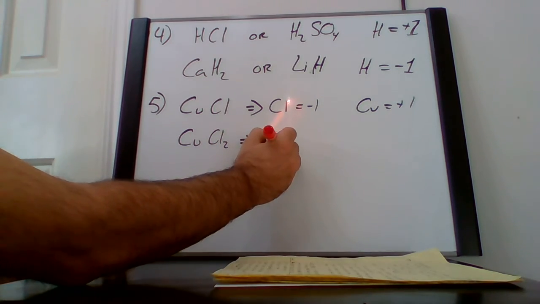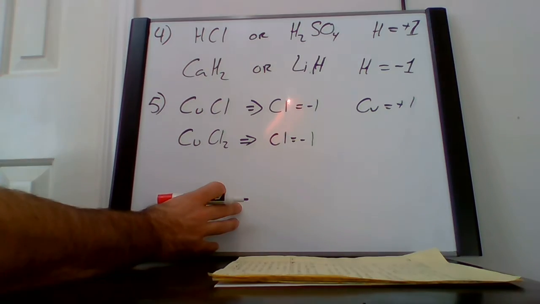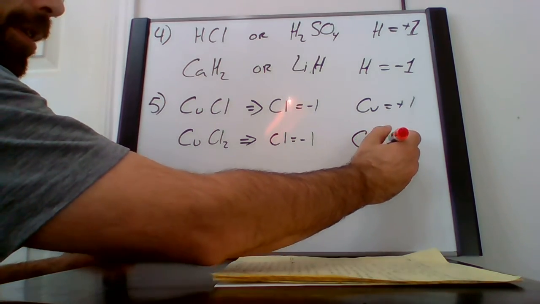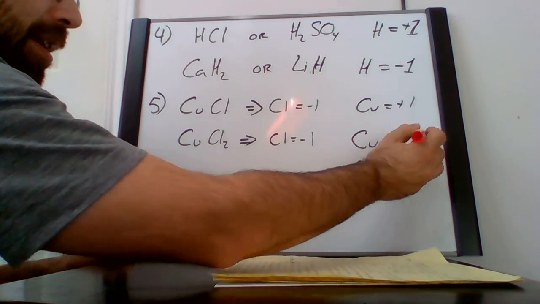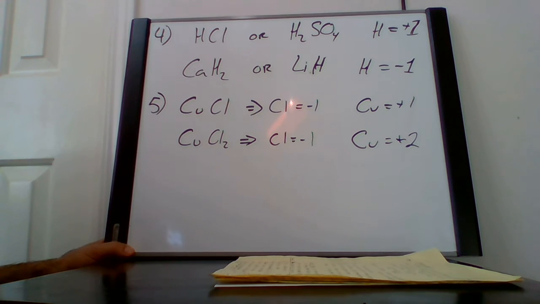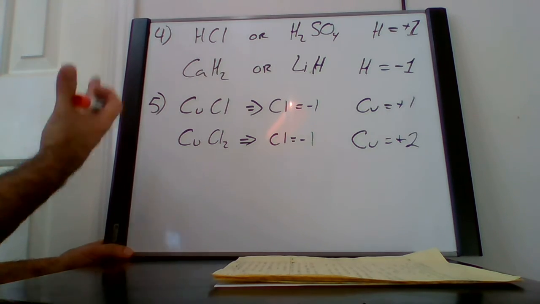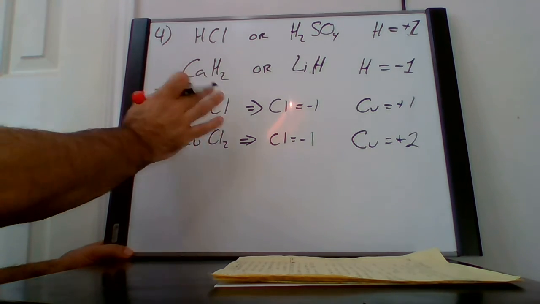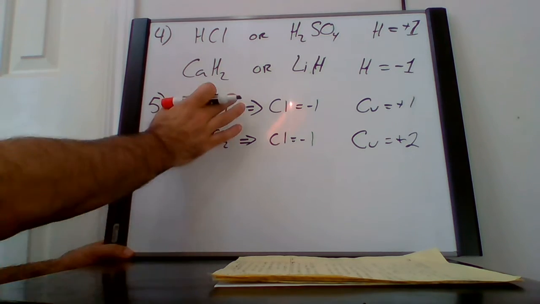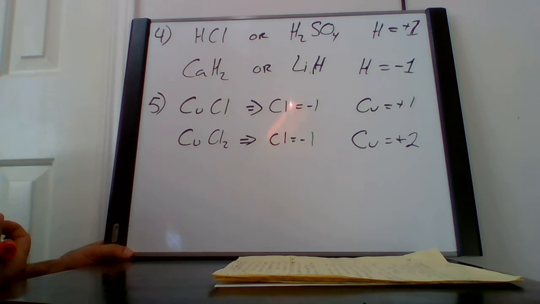Whereas down here, our chlorine is still that -1. However, our copper oxidation number in this point is a +2. Right? Very similar to how we would balance out these ionic compounds and how to create these ionic compounds, but we just want to make sure that we understand that the total oxidation number in these compounds would sum to 0.